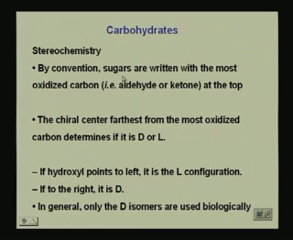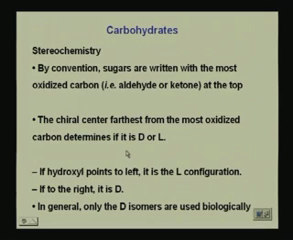By convention, the sugars are written in such a manner that the most oxidized carbon, that is the aldehyde or the ketone, is written at the top of the structure. The chiral center that is farthest from the oxidized group is the one that decides whether it is D or L, not any other OH group. If the hydroxyl group is to the left, it is the L configuration. If it is to the right, it is the D configuration, and in general, the isomers in biological compounds are D isomers mostly.